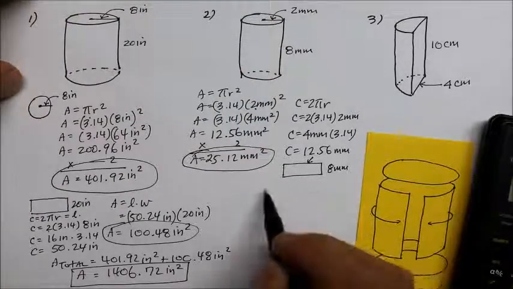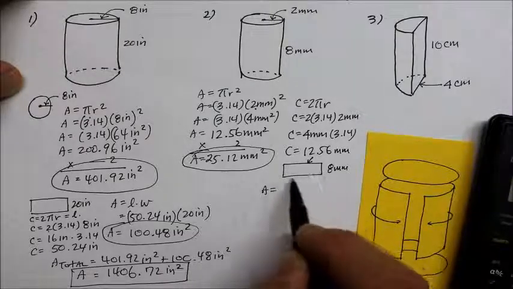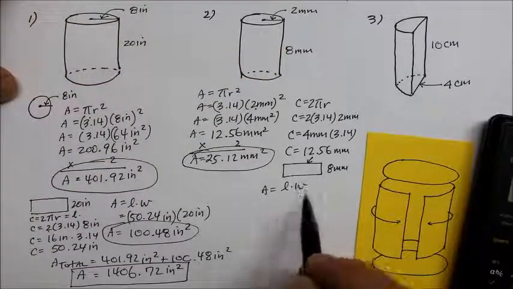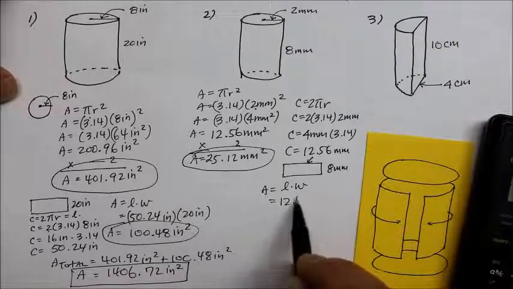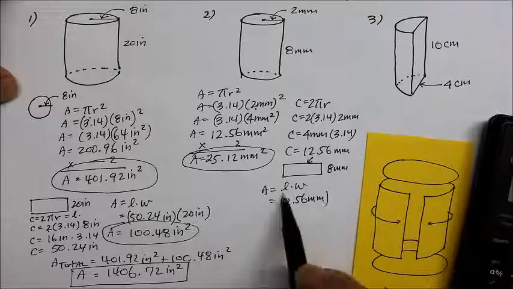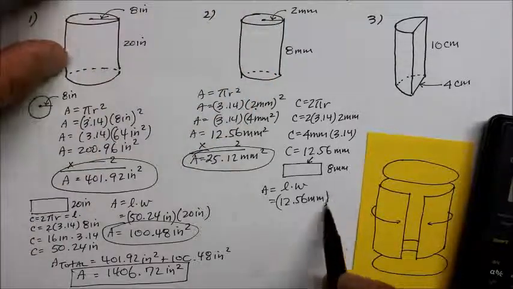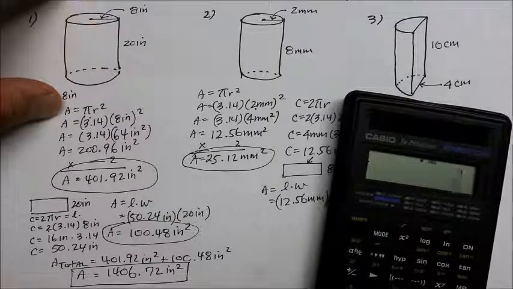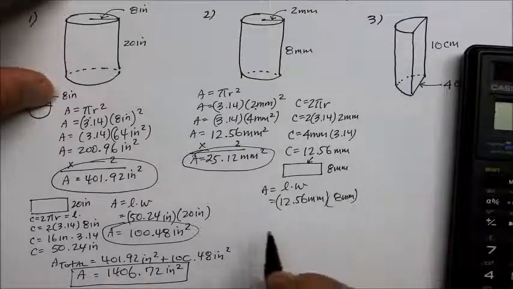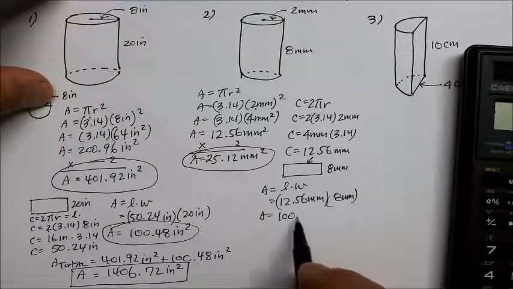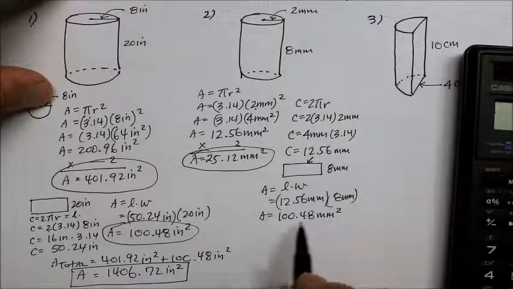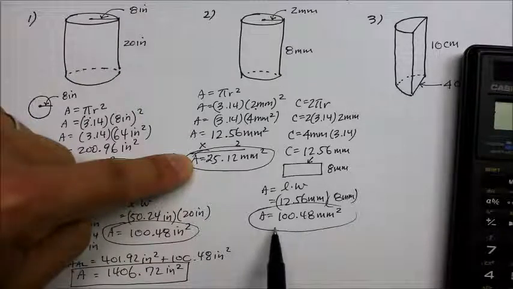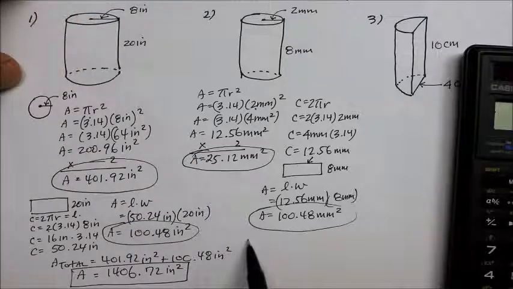So the area of the rectangle, which rolls up to become the cylinder wall, is length times width. So the length is 12.56, which was the circumference, times the height, which was the width of 8. So 12.56 times 8 gives me 100.48. So the area of the cylinder wall is 100.48 millimeters squared. There's the area of the two circles. That's the area of the cylinder wall, the rectangle that is. And now we add them to get the area total.